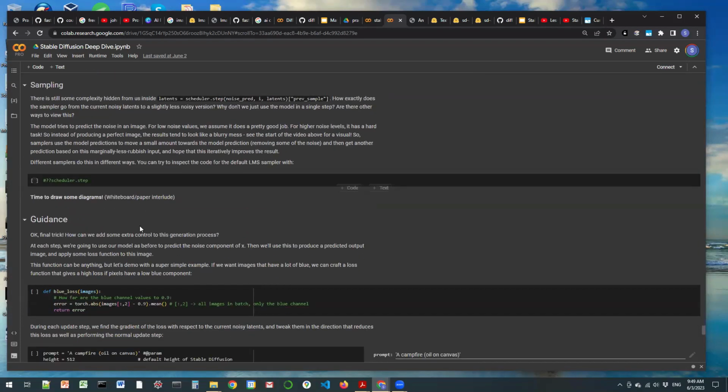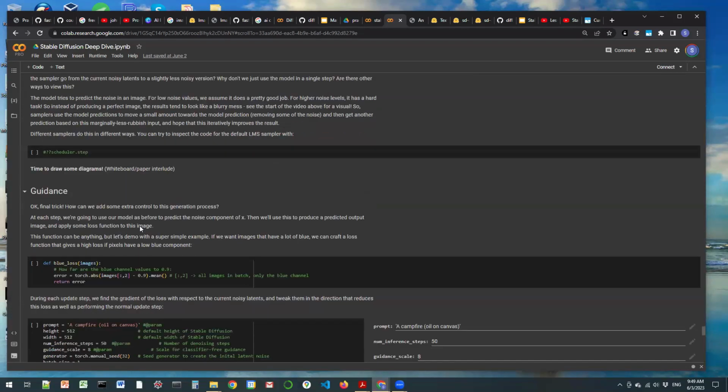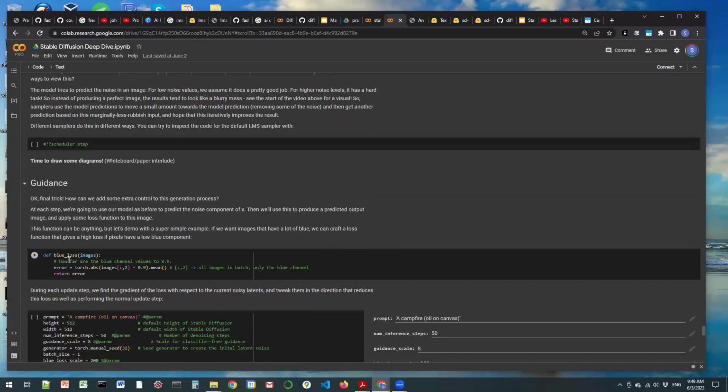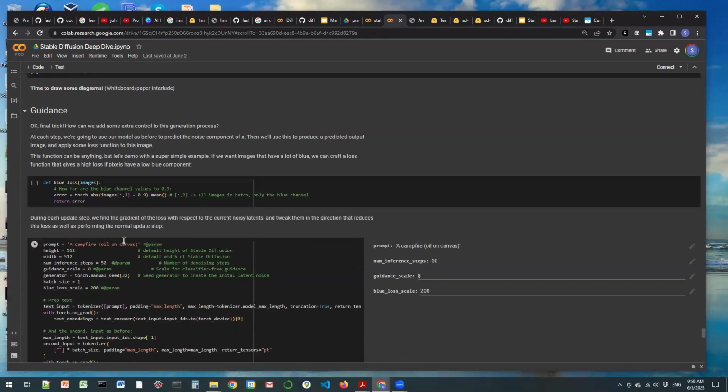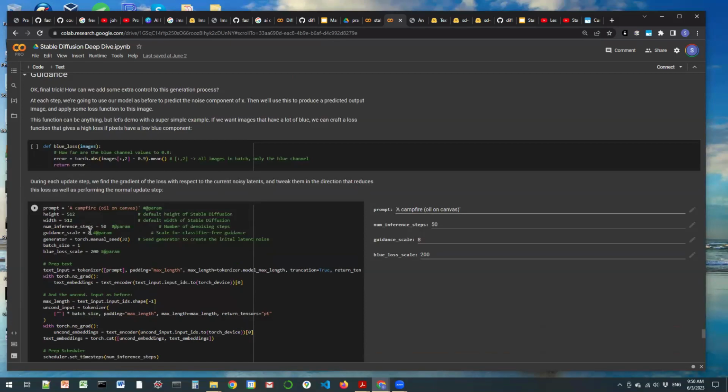So how do we add some control to the guidance process? Here is another tweak and variation that you can play with. Let's say we define a loss called the blue loss. So with RGB, the third value in your image corresponds to the blue channel. So you say, I'm going to define a loss where the distance of the value from blue is my loss. And so for all images in the batch, only the blue channel. And so you say, compare oil on a canvas, 50, and the guidance scale is 8.